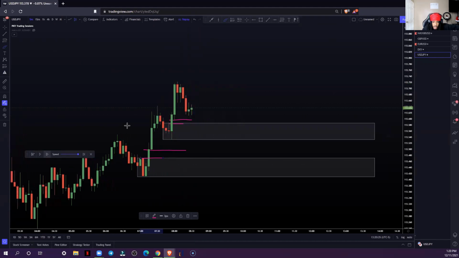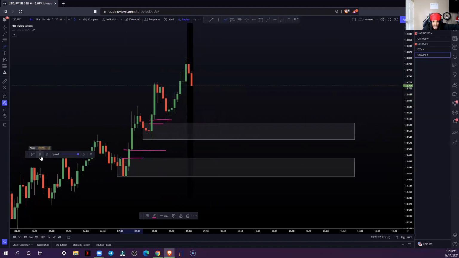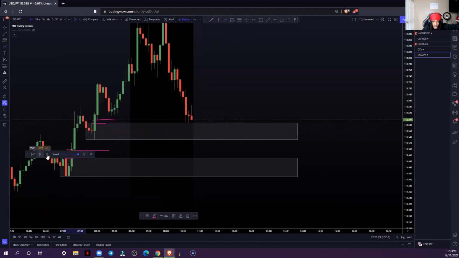So it comes close and decides to go away from it. Comes back into it. Now it finally comes back into it. When it comes back into it, that's entry right there. As soon as it breaks that candle, we're getting in, stop loss somewhere under here.